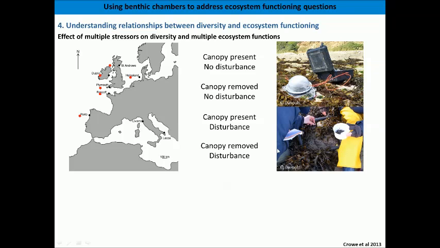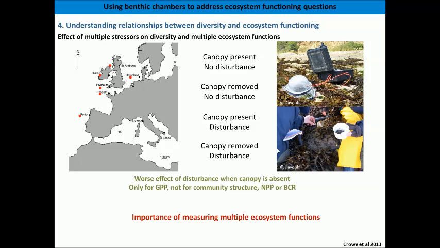Again, I'll skip directly to the main results, which were that there was a worse effect of the disturbance when the canopy was absent only for the gross primary productivity, not for the community structure, the net primary productivity, or the benthic community respiration, which showed the importance of measuring multiple ecosystem functions, which was made easy using this method.